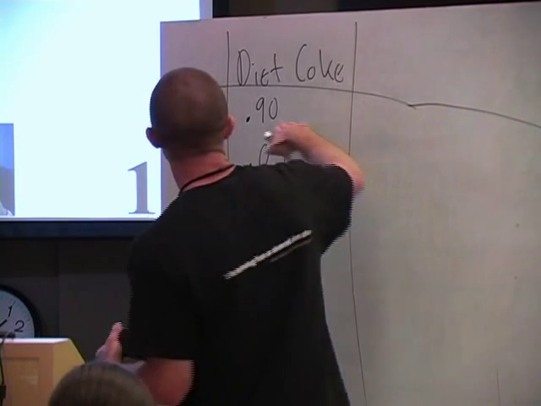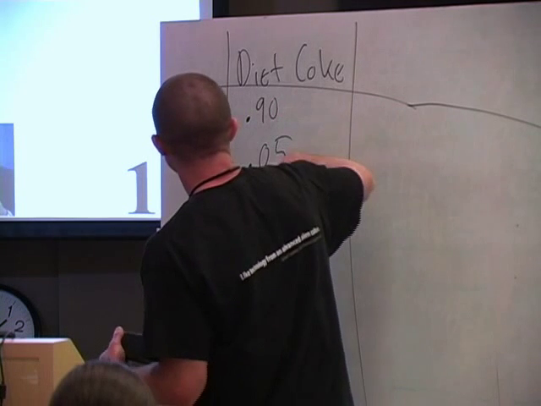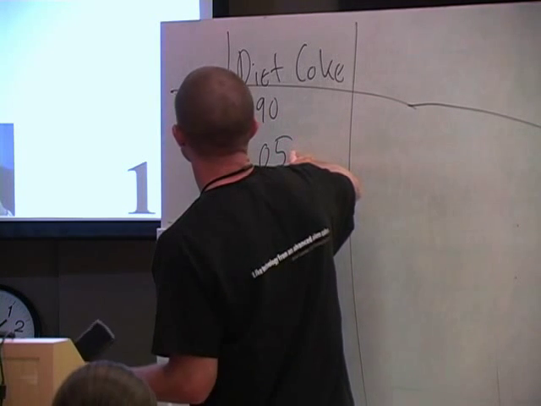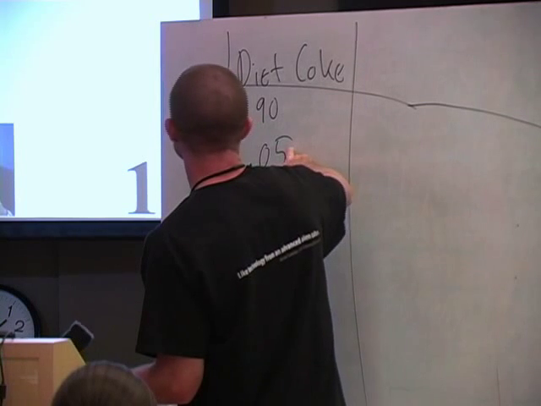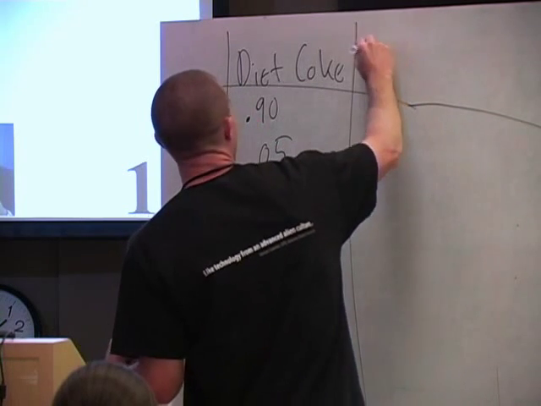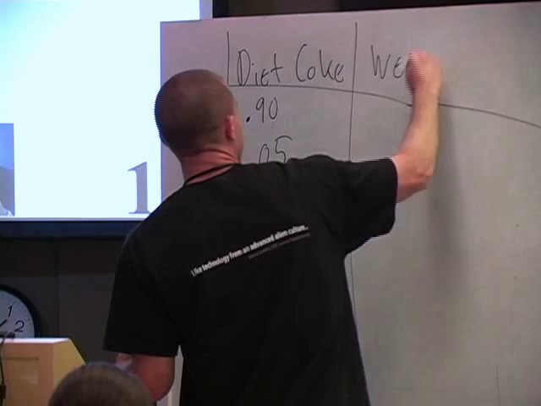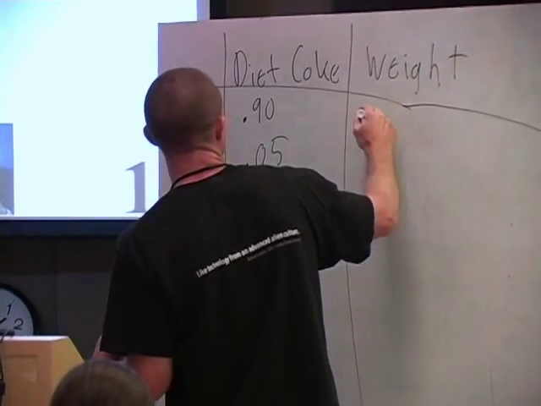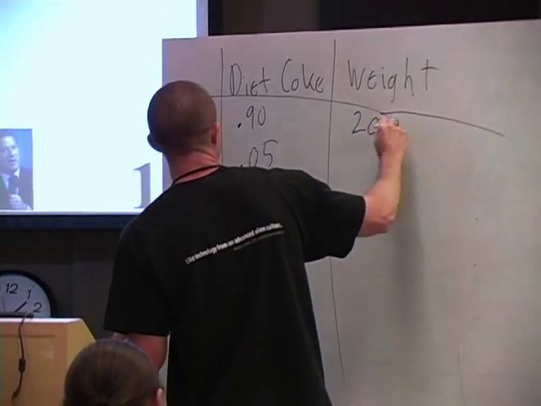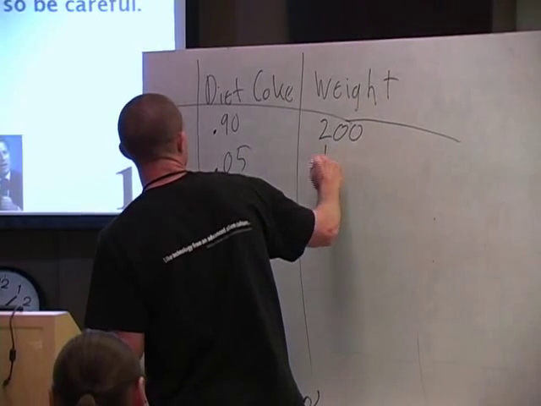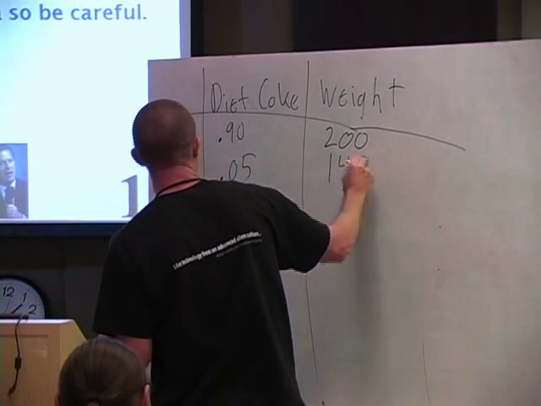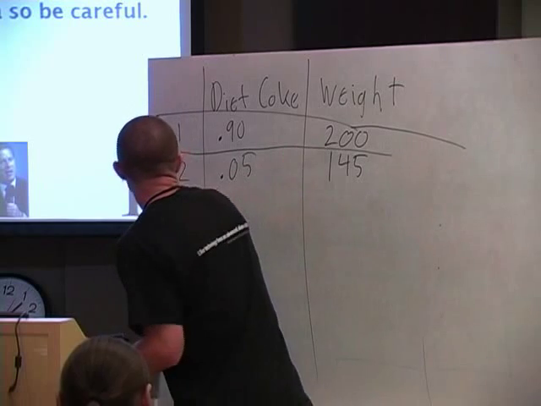This guy is the guy who seeks it out, and this guy only drinks it when they're out of the regular Coke. He hates the taste, but if he's thirsty, he'll drink it. Then we record their weight. This person is kind of a big guy, he weighs 200 pounds, and this guy is pretty skinny, he only weighs like 145. And so on, and you get lots of observations like this.